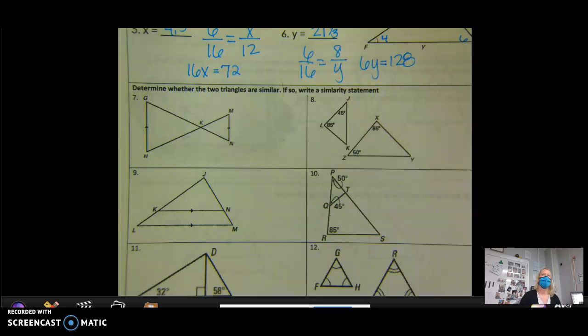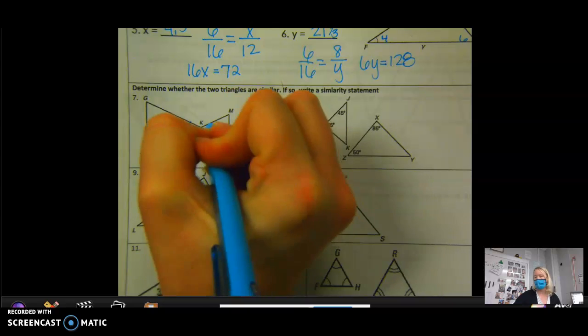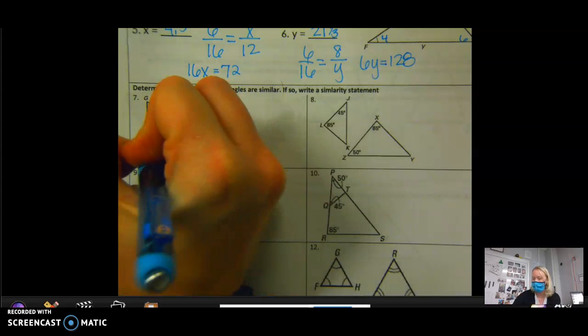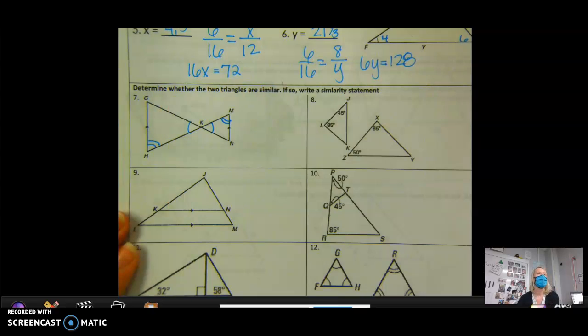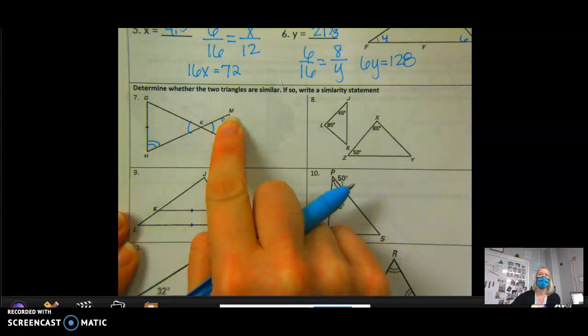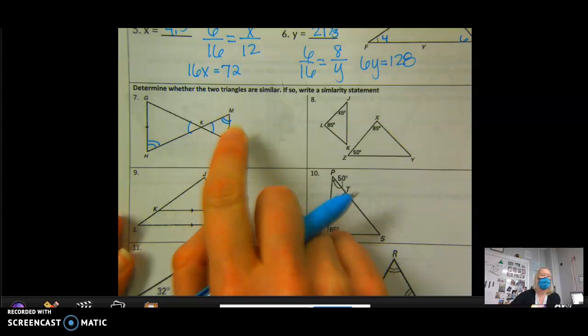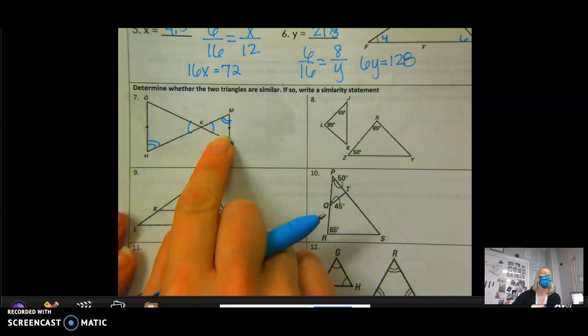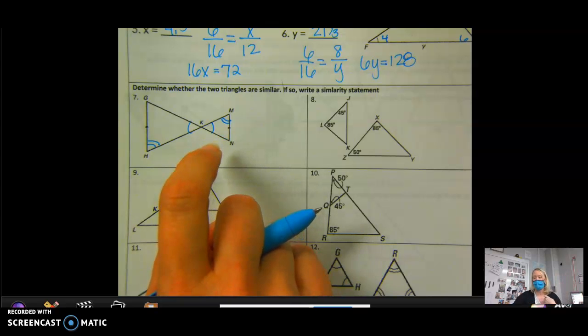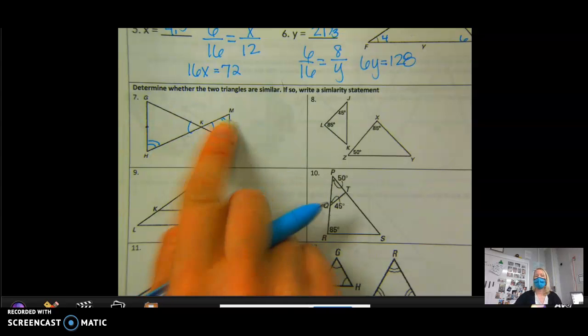What do I know? My vertical angles are congruent. Awesome. What else? That gives me one angle that's congruent. We need two. Yeah, we have an alternate interior angle right here with this angle, right? Parallel, parallel, transversal, that's alternate interior angles. We have our two angles. Could I prove that this third one is also congruent? We could prove it by the third angles theorem or by the alternate interior angles theorem also, okay? But since I have two, I'm good to go on that.